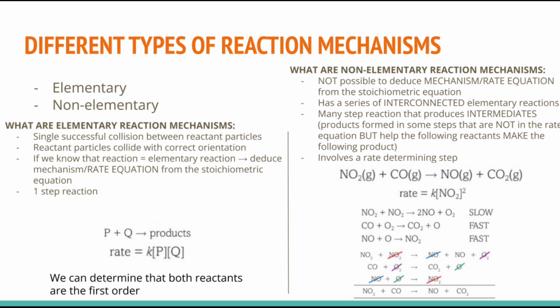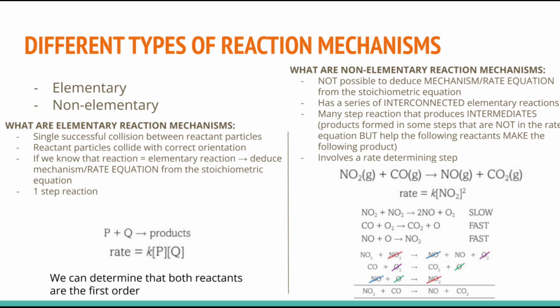In the example below, you can see that P and Q are the reactant species, and when they react together, they form these products. Since it's an elementary reaction, we can deduce the rate equation and assume that both of them are first order. This is why the rate equation is rate equals little k multiplied by the first order of P and the first order of Q. On to the next one.